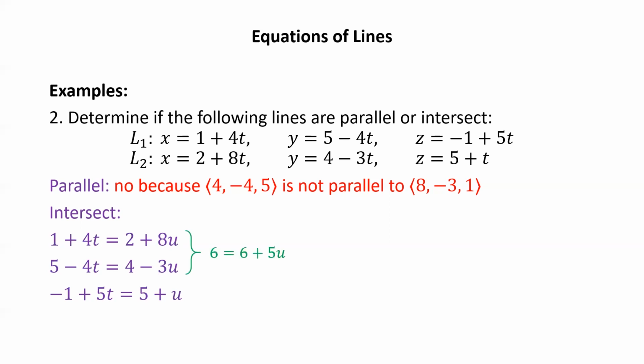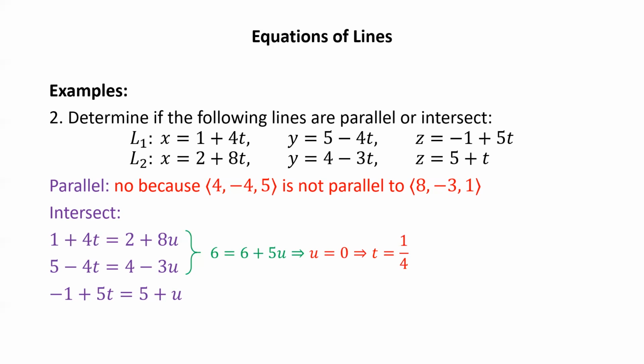So we have 1 plus 5 is 6. As I said, the t's go away. 2 plus 4 is 6, and 8u minus 3u is 5u. So subtracting the 6's and then dividing by 5 gives us that u is equal to 0. We could then plug u equals 0 into either of the two equations that we just used to get that t is 1/4. For example, if we use the first equation, then we get 1 plus 4t equals 2, subtract 1, and we get 4t equals 1, divide by 4 to get t equals 1/4.